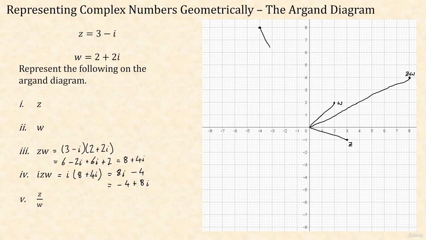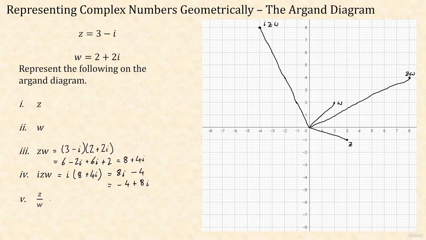Now, again, all of the real details of this will come in another video, but what you might notice is that i times zw has the same length as zw, but it just seems to be rotated around. How much has it been rotated? There's actually a 90-degree rotation.